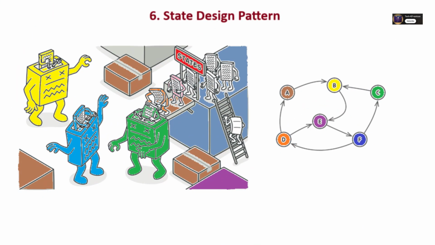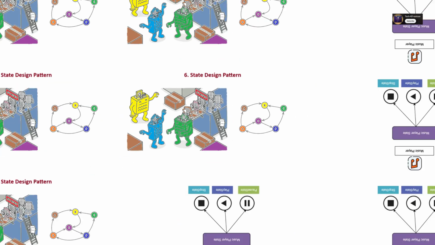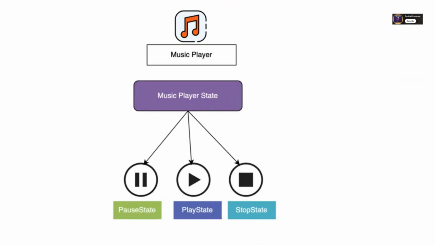6. State design pattern. State is a behavioral design pattern that lets an object alter its behavior when its internal state changes. It appears as if the object changed its class. Imagine a music player that has 3 states. Stopped, player is idle. Playing, music is playing. Paused, music is paused. Depending on the state, pressing the play or pause button does different things.